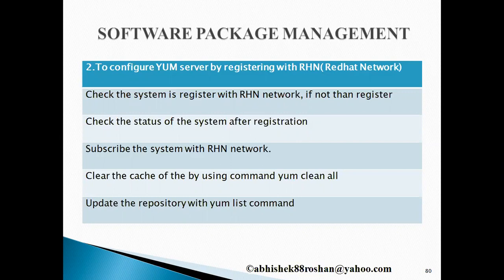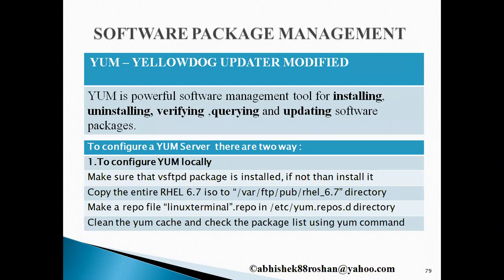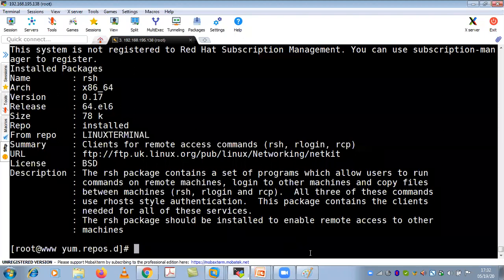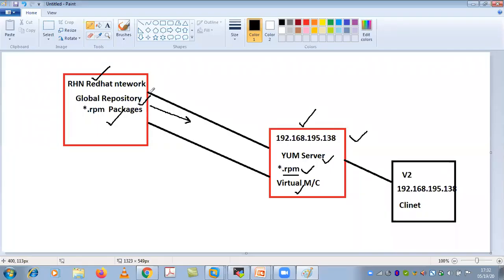What we have done till now is create our own repository, correct? We accumulated all the RPM packages and created our own YUM server. That is what we did to configure the YUM local server. We did it locally, but now we can do it globally, from the Red Hat Network. Red Hat will take care of the repository. We just need to register with the Red Hat Network to pull all the packages we are going to get on this local server. You do not need to put in so much effort, guys. It's very simple and very easy.